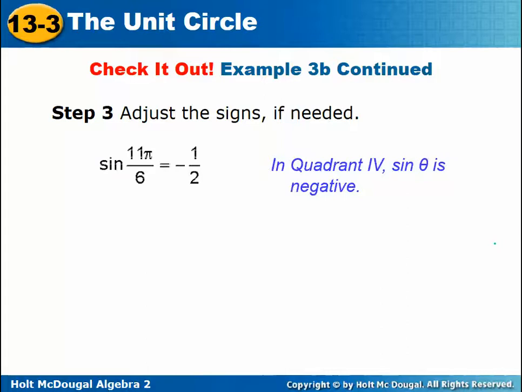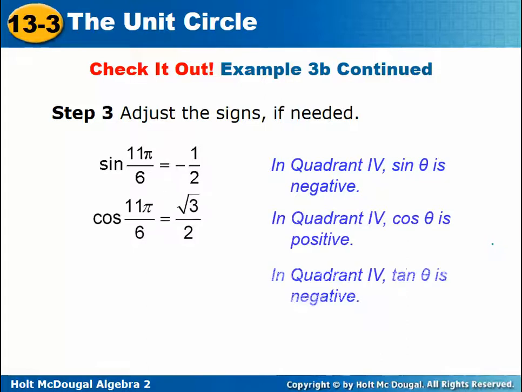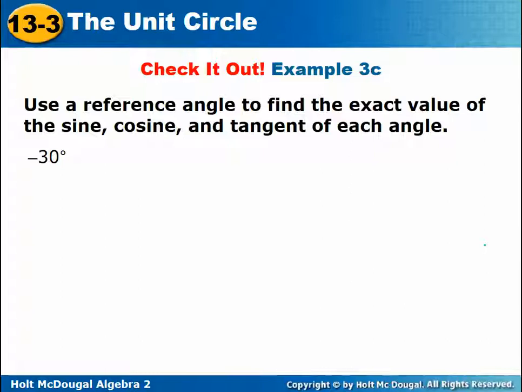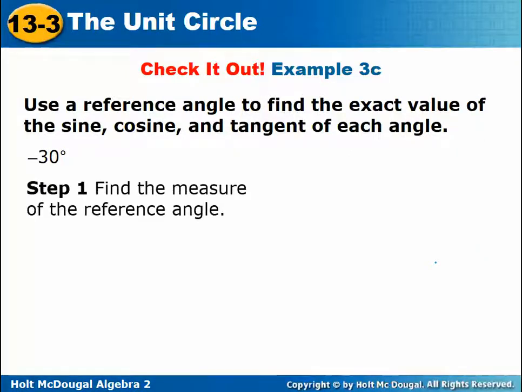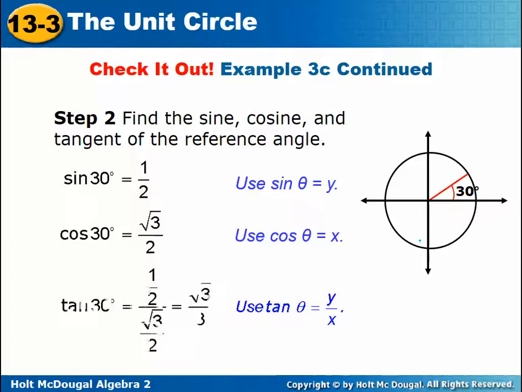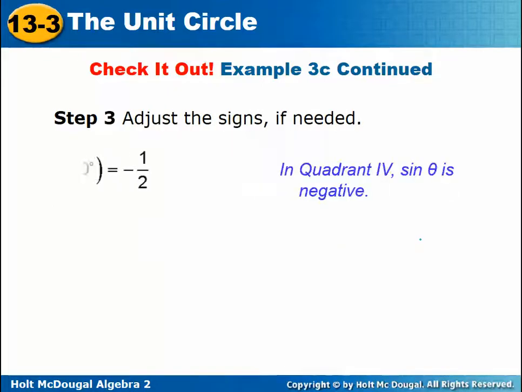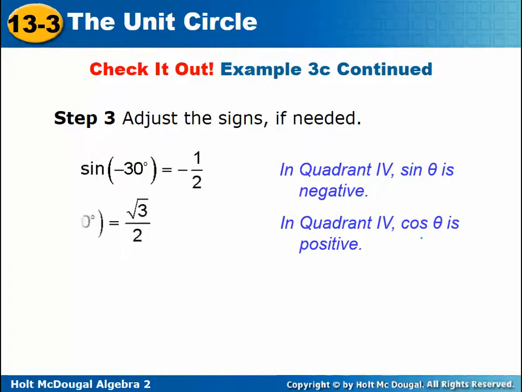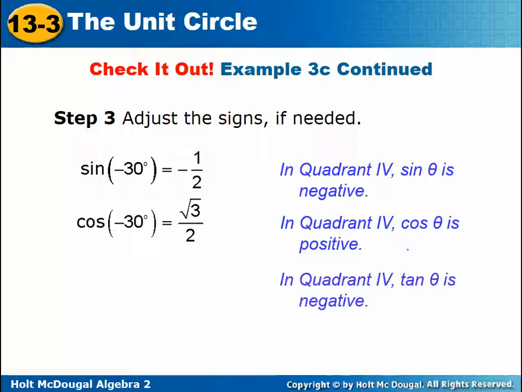And here they did that. All right, here's another example, but negative 30 is the exact same as the ones we just did. Look at it, it ends up in the exact same place, so these are going to be all the same answers that we just found. The sine of negative 30 will be negative 1/2. The cosine of negative 30 will be positive, and the tangent will be negative as well.